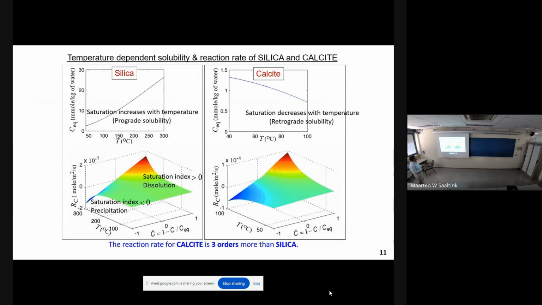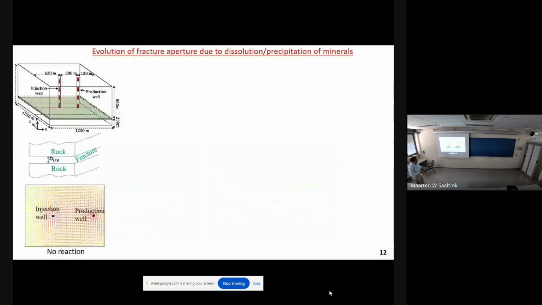So here is an interesting difference between silica and calcite. Silica solubility, or saturation, is an increasing function of temperature, but calcite is a decreasing function of temperature. Second difference is the order of magnitude of the reaction rate. Please note that the temperature range I have taken is different for the two. Even at very high temperature, the reaction coefficient or rate is three orders lower than calcite. That makes a significant difference in the evolution of the aperture, permeability, and flow field.